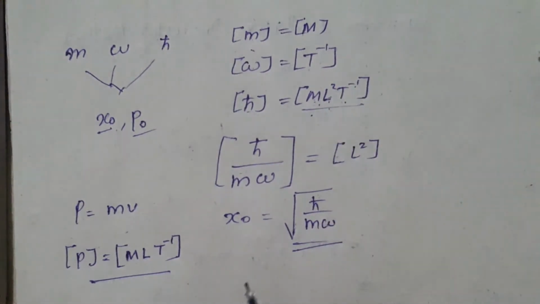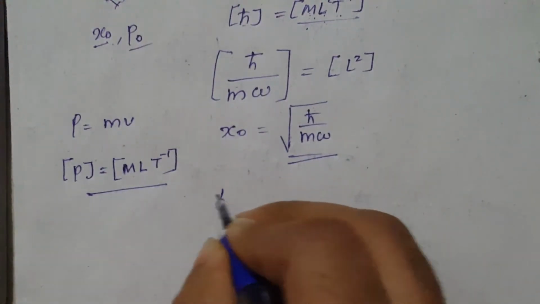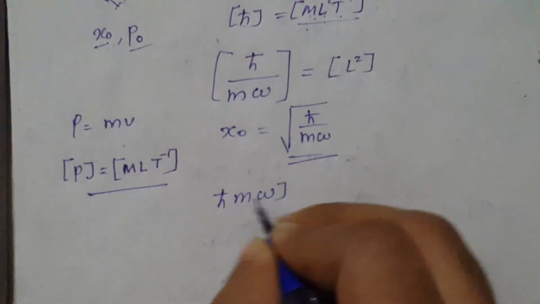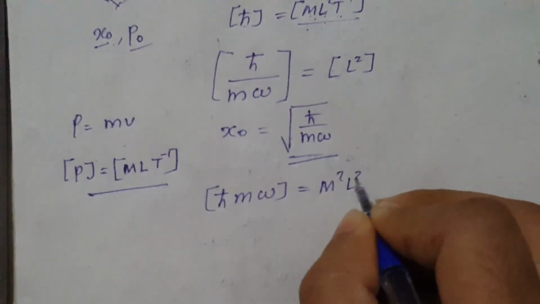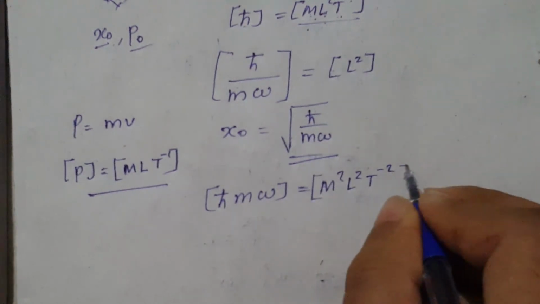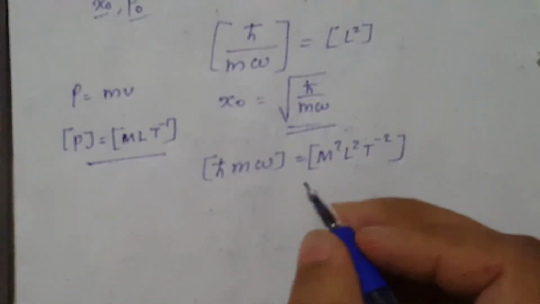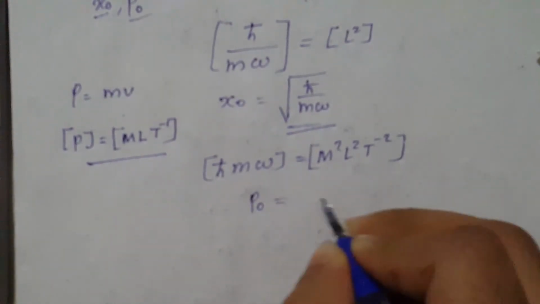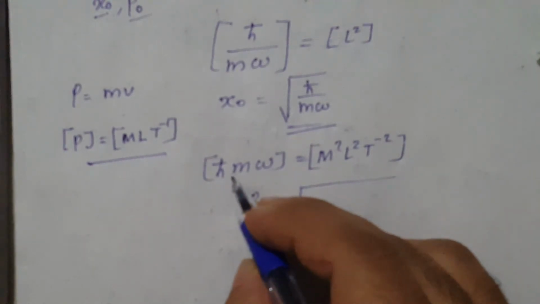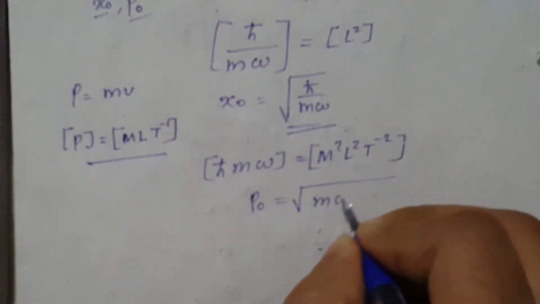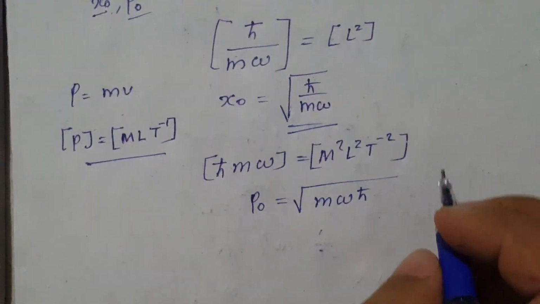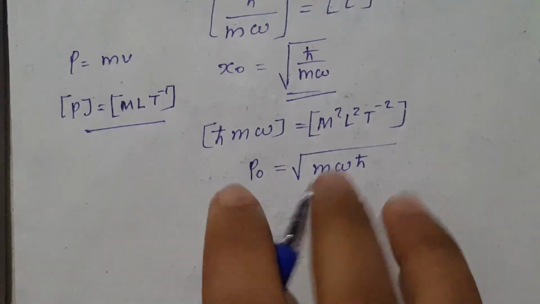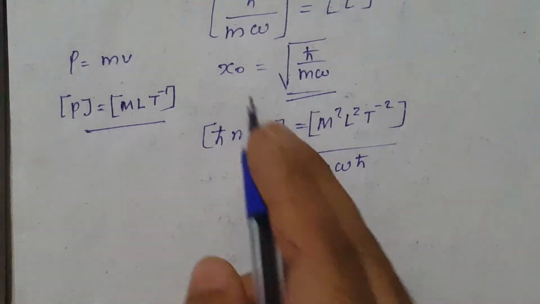So see, if you take the quantity h cut multiplied by m and omega, this quantity has dimension m square l square t raised to minus 2. Now if you take root of that, we will get something having dimension of momentum. So we define p0 as root of, instead of h cut m omega, let me call it m omega h cut. That is easy to read. Okay, now we have x0 and p0.